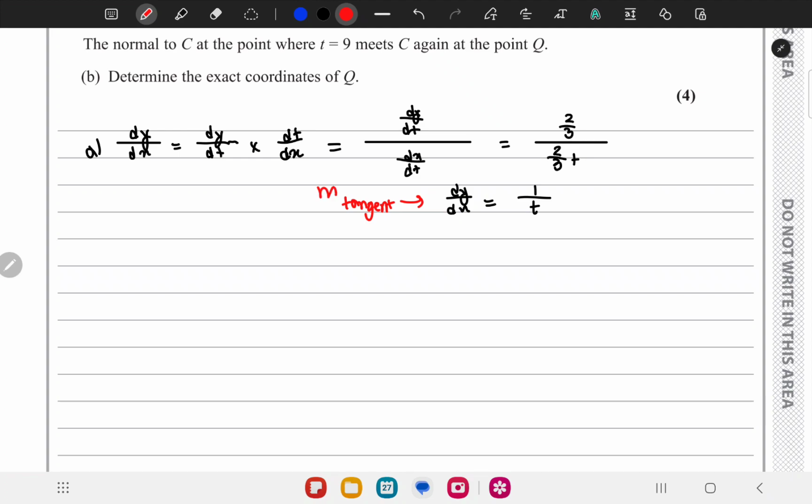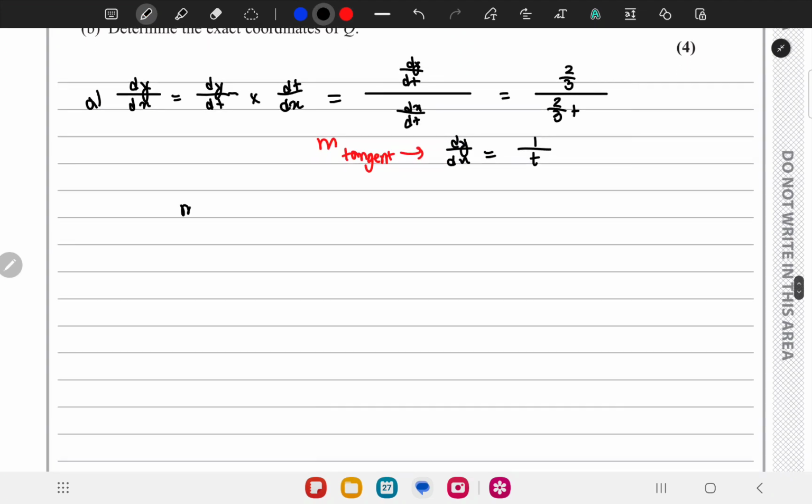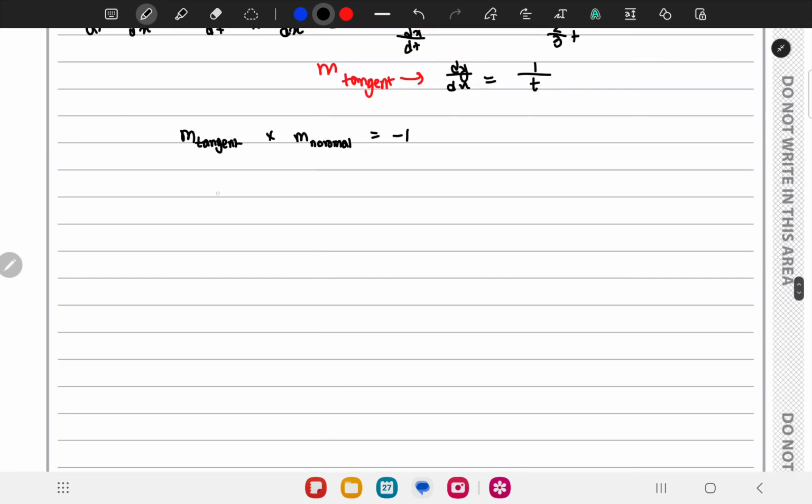This is the gradient of the tangent. The gradient of the tangent multiplied by the gradient of the normal would be minus 1 because they are perpendicular to each other. So 1 by t times m normal is minus 1. So m normal, or the gradient of the normal, is minus 1 divided by 1 by t, which is minus t.